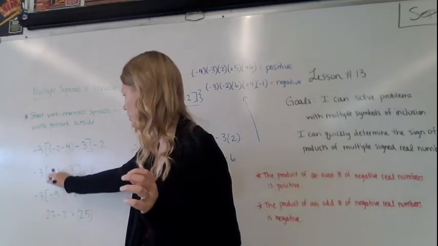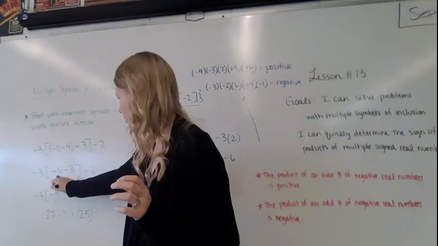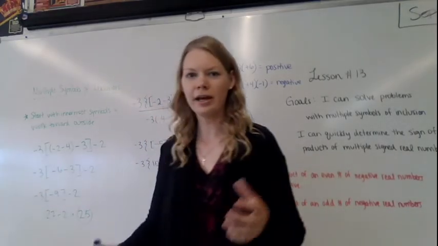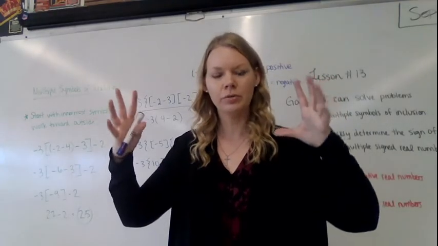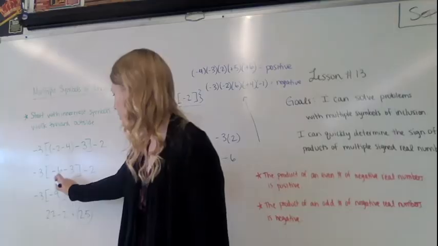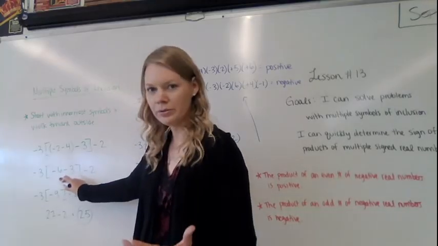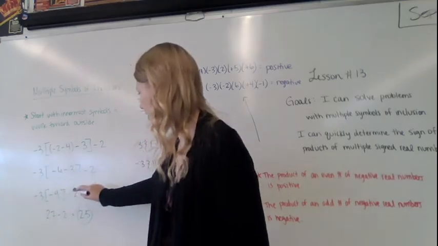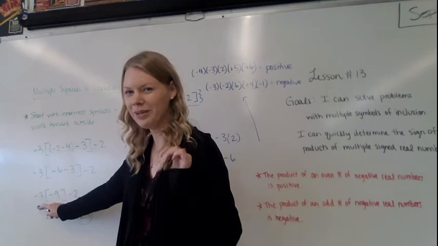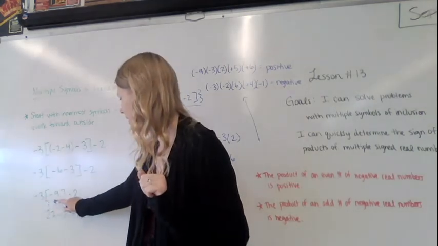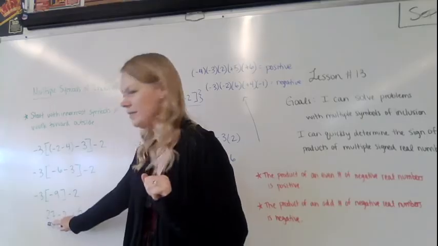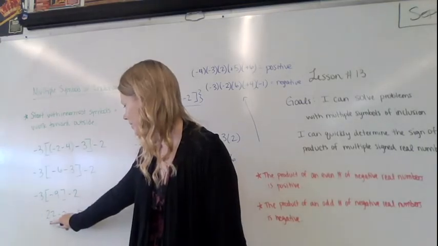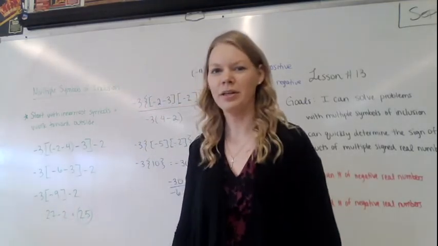So -2 minus 4 is -6. And now I'm going to just solve that, but copy everything else exactly. Now I just have one more remaining symbol of inclusion, which was the outermost one. And now I'm going to solve what is inside of those. So in this case, we have -6 minus 3 is -9. Copy everything else exactly. And this is how we can show our work, by the way. So now we have -3 times -9. We're going to do that multiplication. That gives us positive 27. Negative times a negative equals a positive, remember? So now we have 27 minus 2, and our answer is 25.